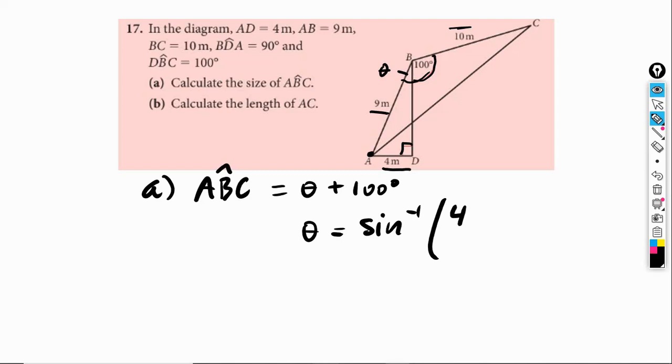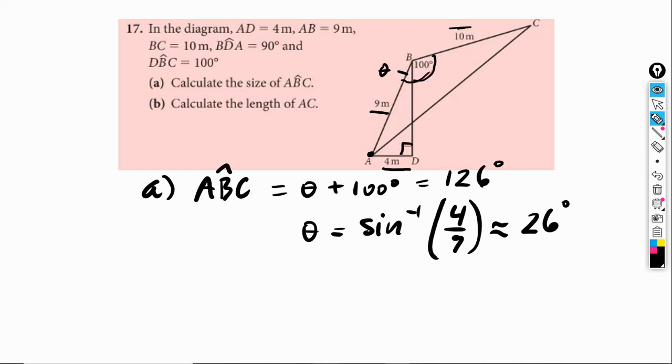Now notice that theta is equal to the inverse sine of opposite over hypotenuse, right? So 4/9. And if we plug this in the calculator, it's going to be approximately 26 degrees. That means then that angle ABC is equal to 126 degrees approximately. Now that's rounding it nicely to three significant figures again.